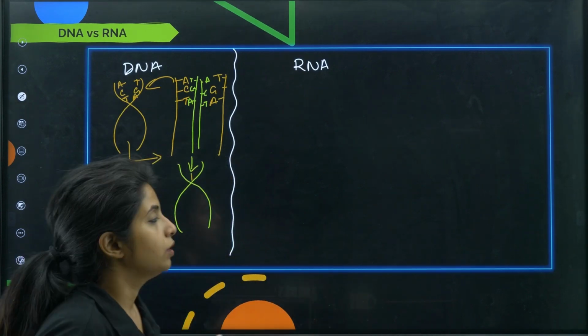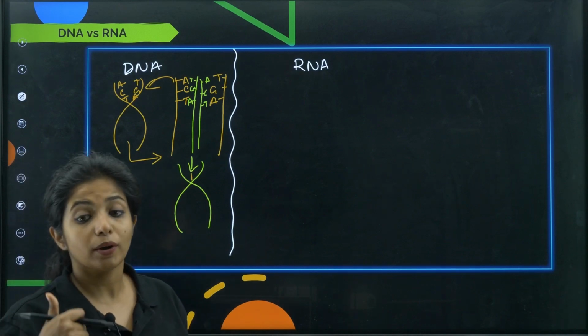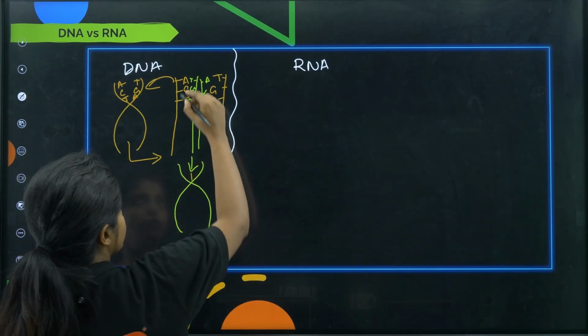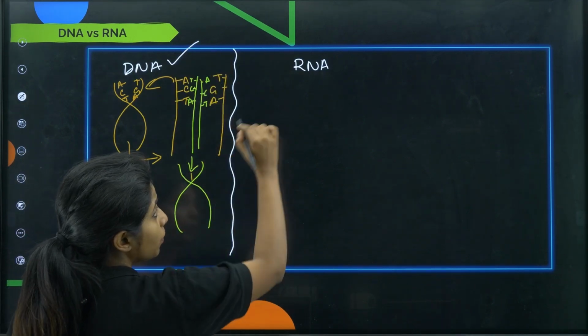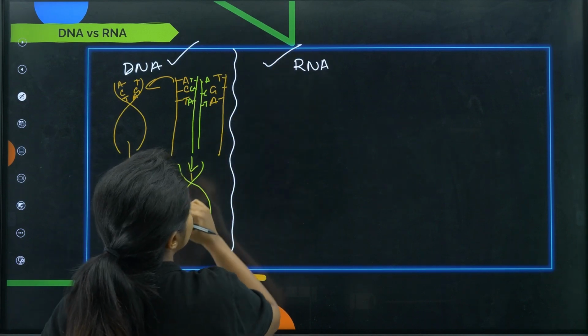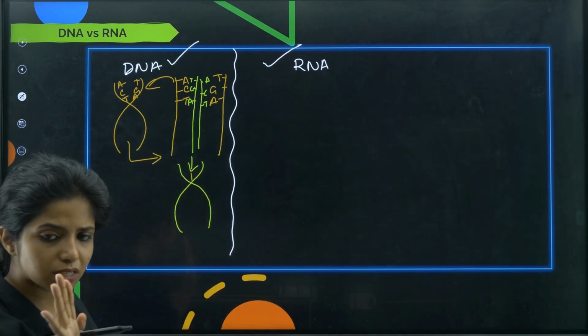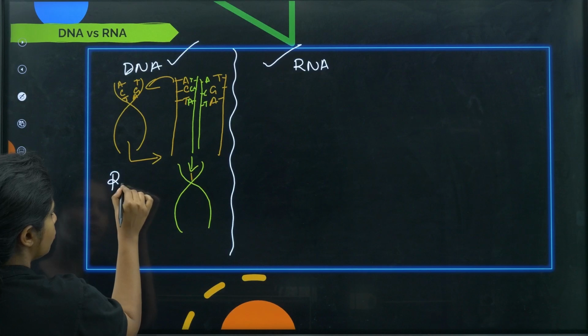Okay. Now, so replication is a very important process. So to be a genetic material, you have to show replication. DNA shows replication. What about RNA, children? RNA also shows replication. So the first point is absolutely clear, I hope. So replication.